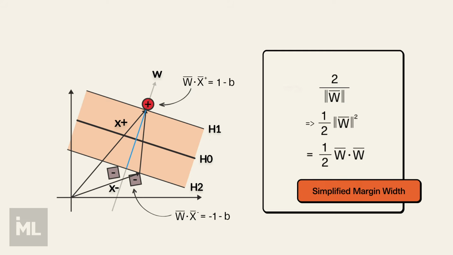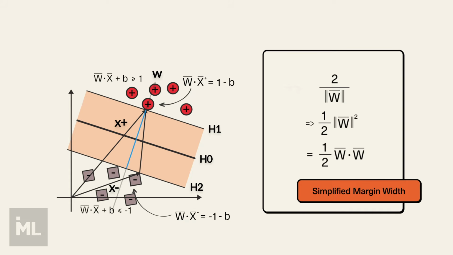However, we cannot make the street width arbitrarily large. We can only expand the street width under the condition that there are no data points between H1 and H2. Mathematically, this means for all the positive samples, they should obey the constraint w dotted x plus b is greater than or equal to 1, and for all the negative samples, the constraint is w dotted x plus b is less than or equal to negative 1.